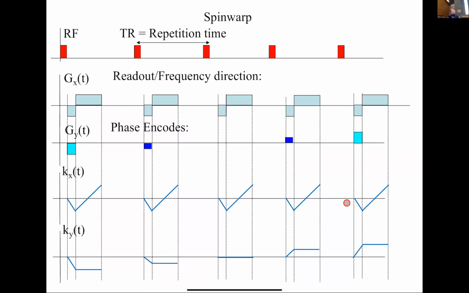And then in Ky, we go out to some location in Ky, and we just hold that value. Then we go to another value and hold that too. So that's what's happening in time.